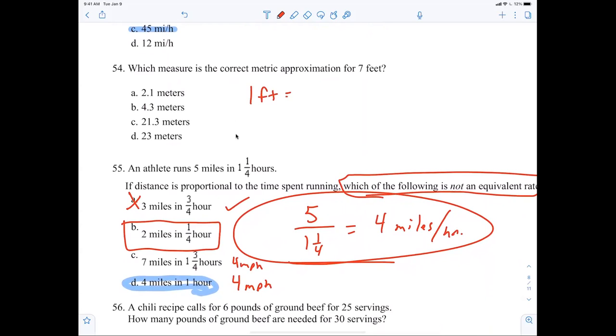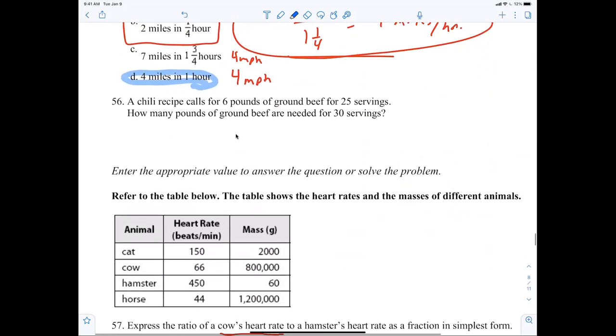Right. So tell me, 1 foot is how many meters? 0.3048. Good job. And then you would multiply that by 7. Exactly. You would get 2.1336. All right, I'm happy with that. That's very good. All right, Jacob, tell me now about 56.